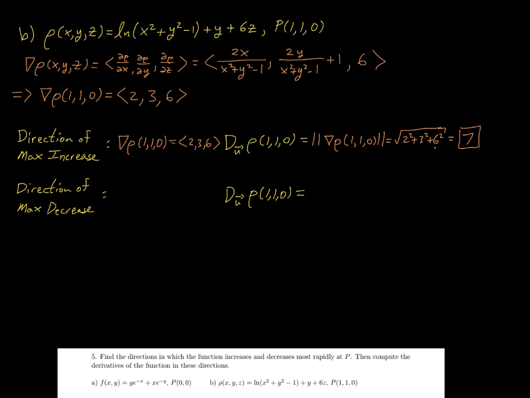All right. So then how about the direction of max decrease? Well, same idea as what we saw in part A. We're now going to move in the direction opposite the gradient evaluated at our point. So this would just be minus 2, minus 3, minus 6. We're going to head in this direction. And the rate of change in that direction, just like in A, would be just the opposite of the magnitude of the gradient.